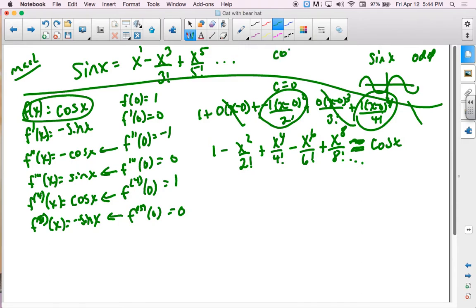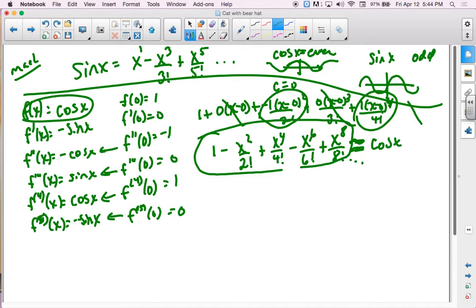Now we know cosine x is an even graph, symmetric to the y-axis. And notice all these even powers. This is x to the 0, x squared, x to the 4th, x to the 6th, x to the 8th. So we'll memorize these two and we can use them.